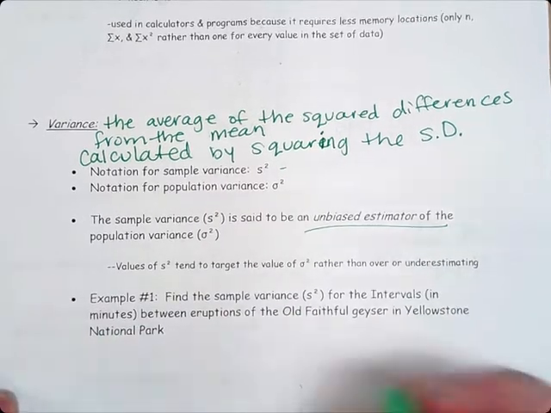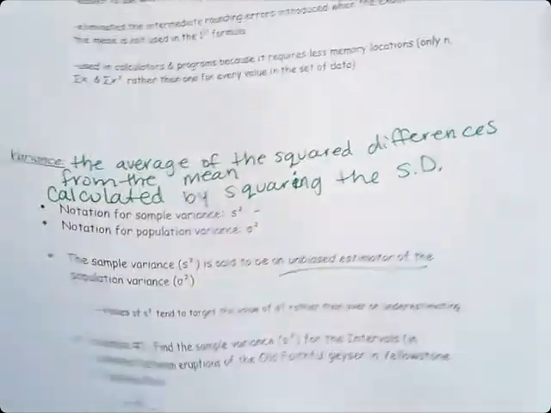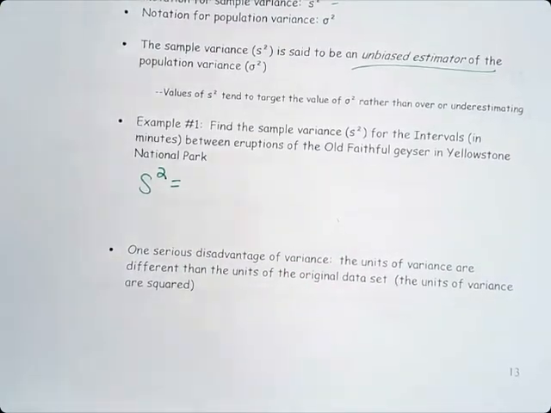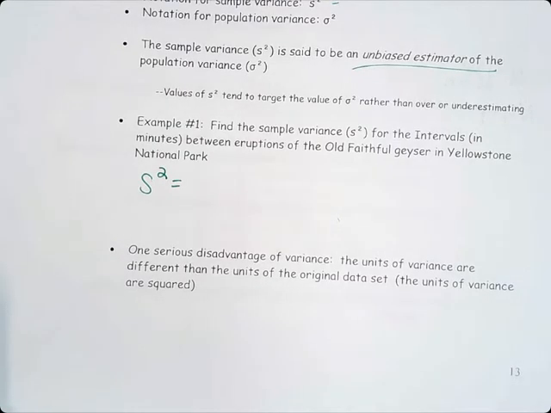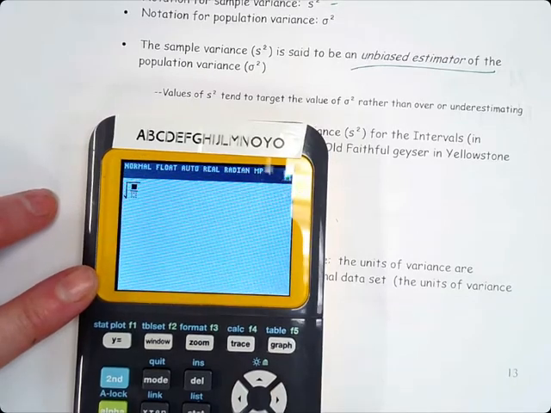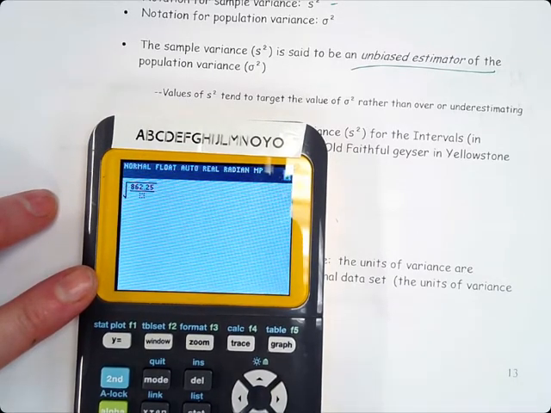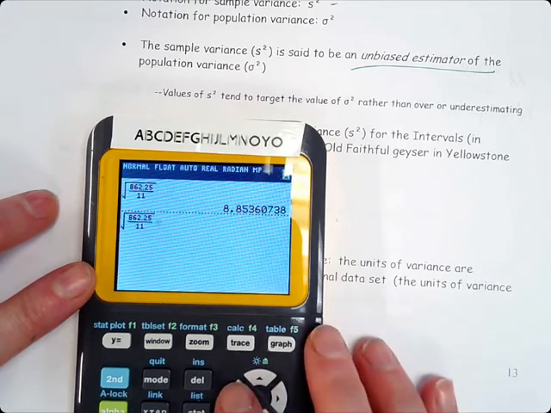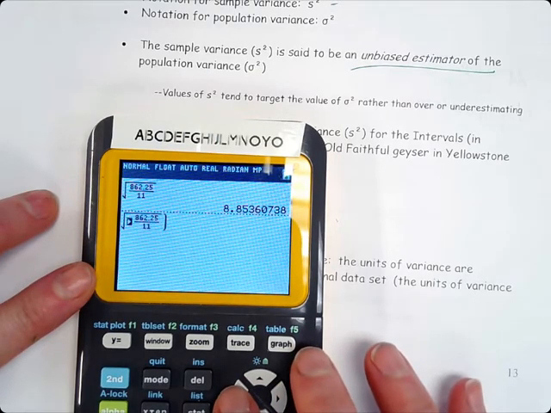So to find our sample variance, our S squared, we take this value right here and we square it. So I want you to go back on your calculator, find that value, and square it, but don't do 8.9 squared because that's going to be quite a bit different. Well, I guess it's really not. So our value that we put in the calculator was 5 by 11. And we're going to square that. So I'm actually going to take this and I'm going to square it.